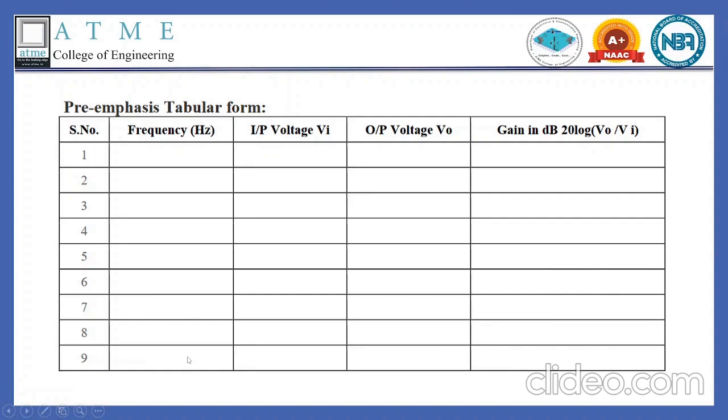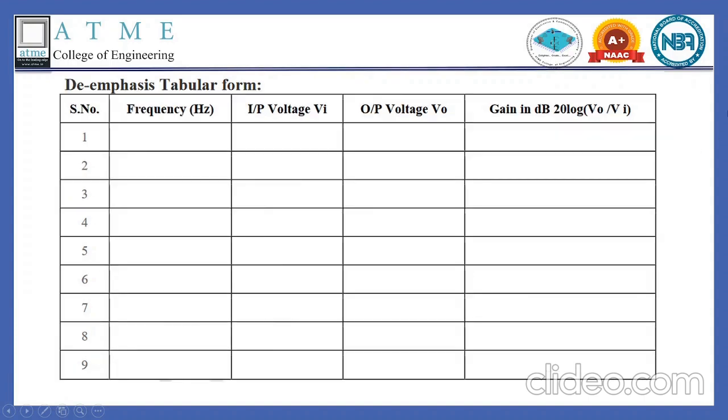We have different frequencies. We'll start off with 100 Hertz and vary it up to 3-4 kilohertz, and we are going to note down the readings. Input voltage usually will be constant. Output voltage will definitely change according to the frequency as we vary it. And finally, using the output voltage and the input voltage, we are going to calculate the gain in dB.